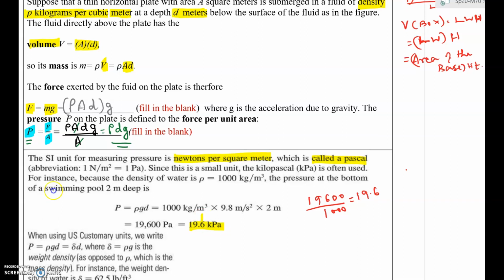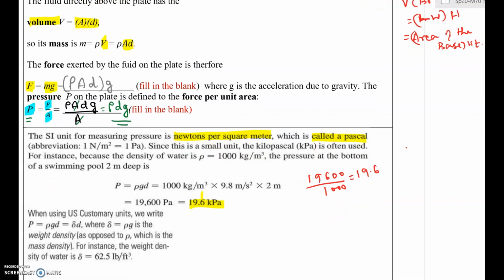But if you're considering US customary units, where the measures are based on feet, pounds, and seconds, then pressure, which is rho g D, becomes delta D. The rho times g, which is the mass density, becomes the weight density here, delta D, where delta is rho g, the weight density. For instance, the weight density of water is delta, which is 62.5 pounds per cubic foot.